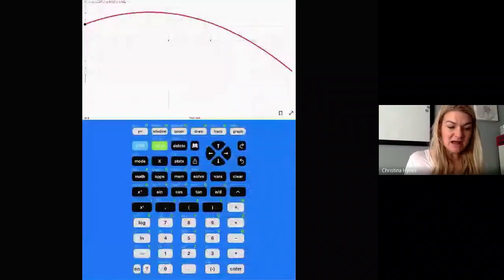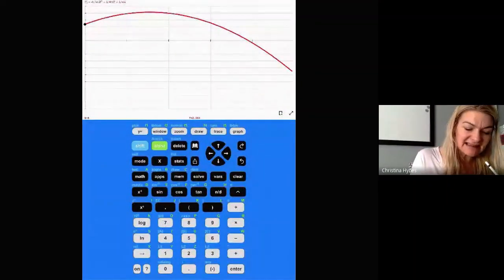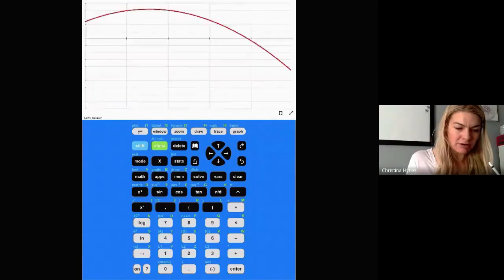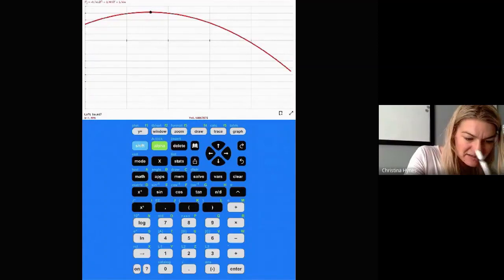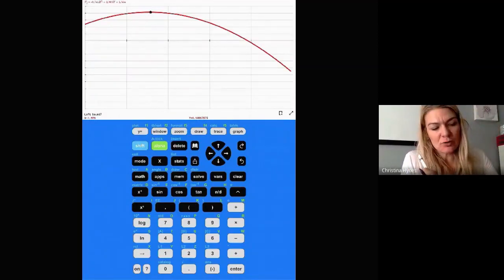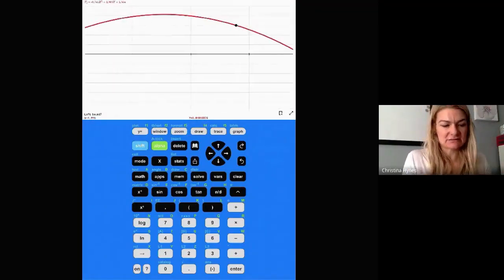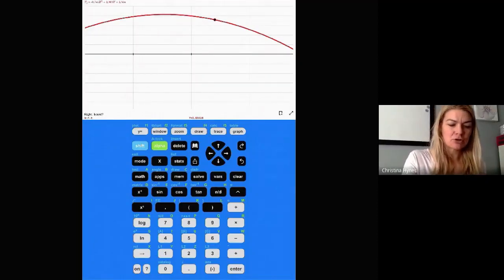So the maximum height can be calculated by going second trace number 4. Then you're going to go to the left side of that vertex. This is like where I think the vertex is. So you just have to go anywhere to the left of it, as long as you're not on the vertex, okay? So left side of the vertex, enter. Right side of the vertex, enter. And then for you guys, press enter again. The maximum for me is 1.54, comma, 4.14.